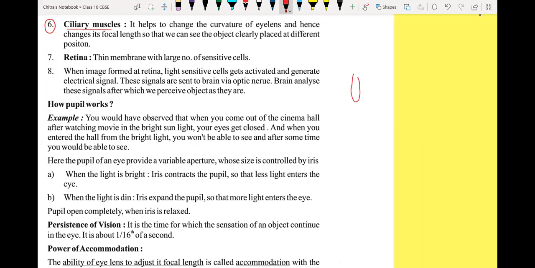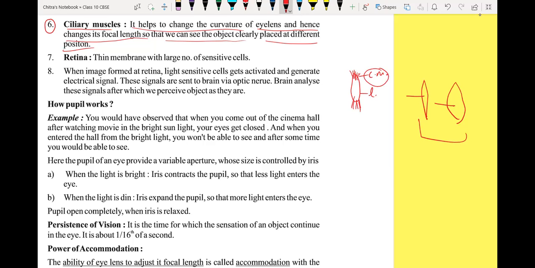Suppose this is the eye lens. In this region, ciliary muscles are present. Ciliary muscles help to change the curvature of the eye lens and hence change its focal length, so that we can see objects clearly placed at different positions. When the ciliary muscles contract, the lens becomes very thin like this, and when they relax, the lens becomes like this. Changing the focal length of the eye lens is called accommodation of the lens, or the power of accommodation.